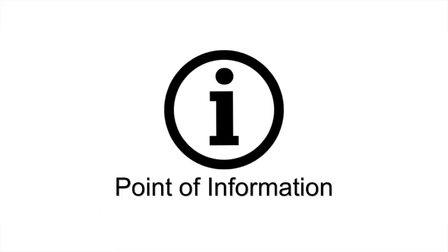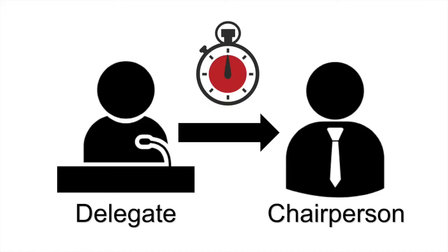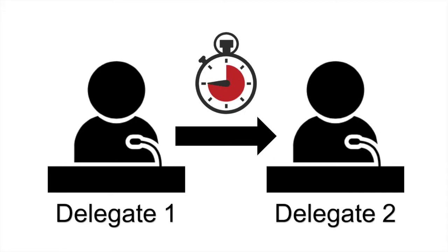A point of information is raised after a delegate has given a speech in formal debate, where he or she may yield time to points of information or questions from other delegates concerning the speech. A delegate who has the floor at the end of their speech yields the floor back to the chair. If they do have time remaining after their speech, they may choose to yield the remaining time to another delegate who will support their argument.